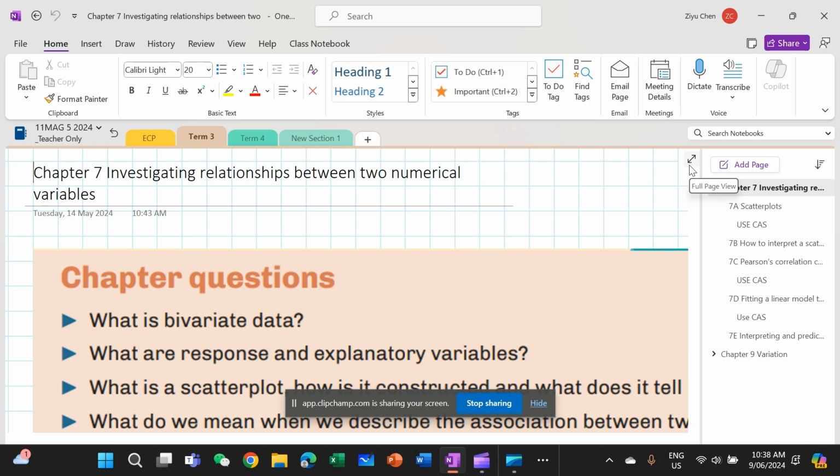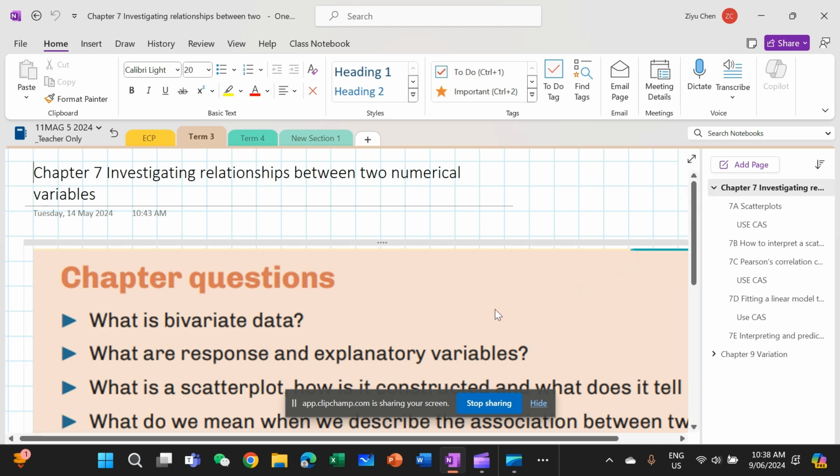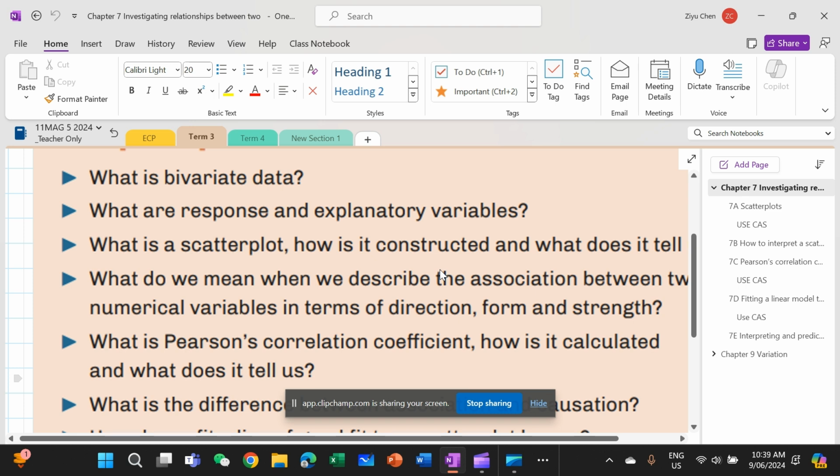So today we're going to start the Unit 2 chapter, starting with Chapter 7. We're going to learn a lot about investigating the relationships between numerical variables. We'll learn scatter plots, and also what bivariate data and explanatory data are. This whole topic is going to be about these data sets and also the graphing as well.